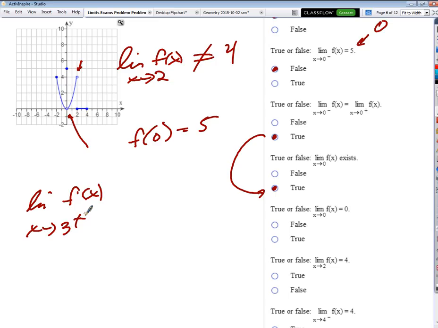Draw it with your pen on the graph. Okay, so if I'm approaching 3, I would be doing this. I would be going in that direction, going back towards 3.